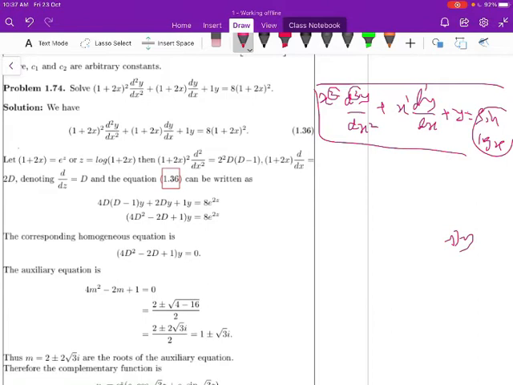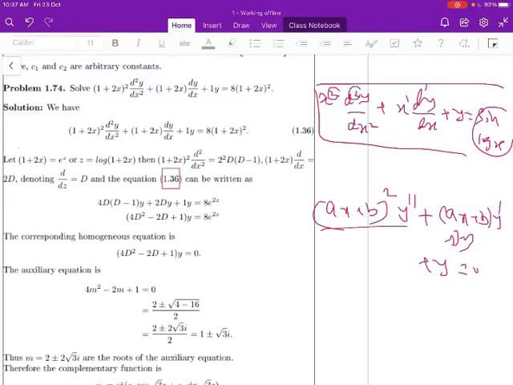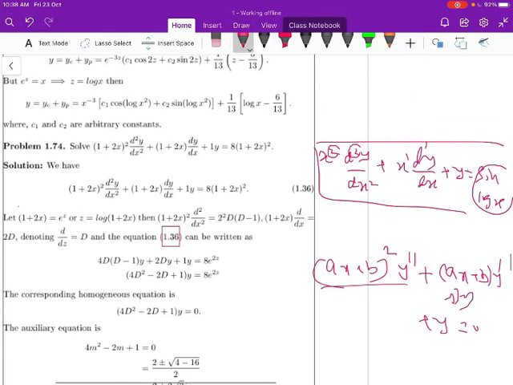But Legendre is somewhat different. That is always of the ax plus b form: (ax plus b) whole square y double dash plus (ax plus b) y dash plus y is equal to 0. Such equations are called Legendre differential equations. Now let us move to some particular examples here.